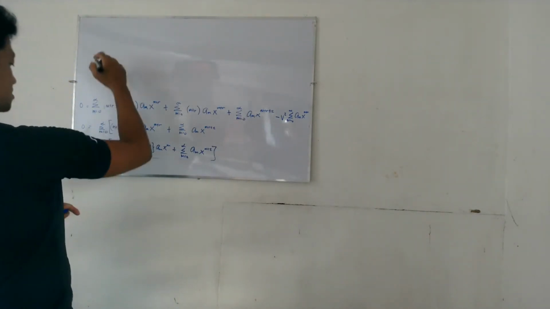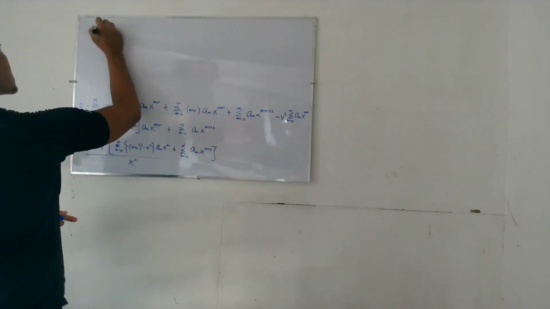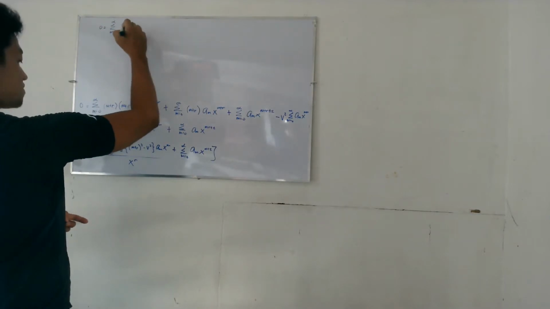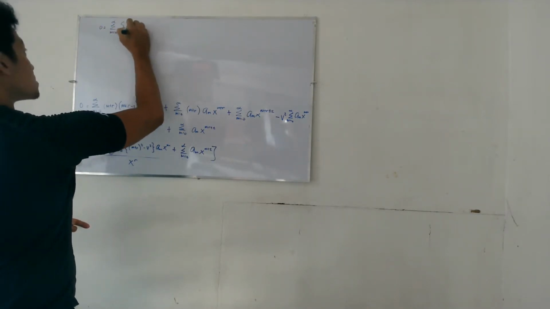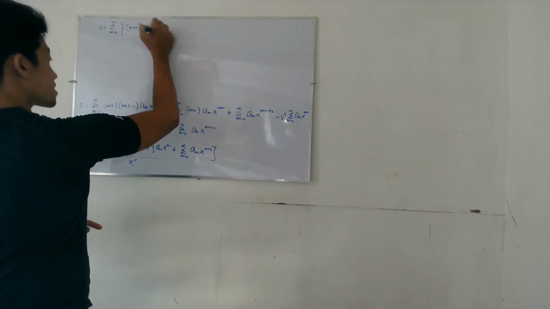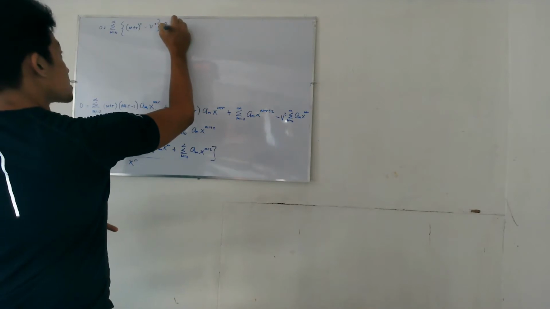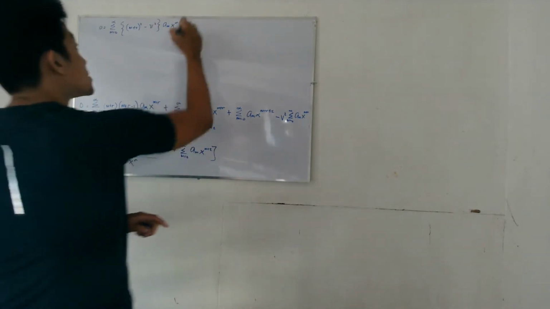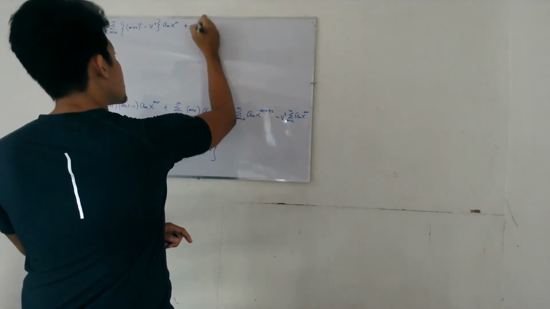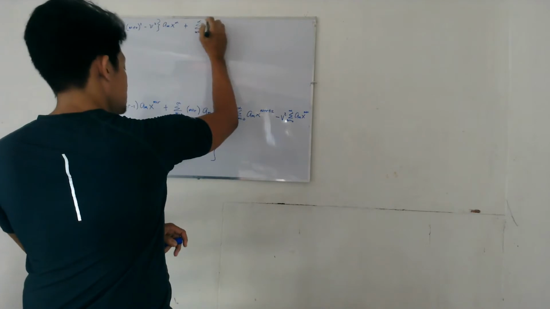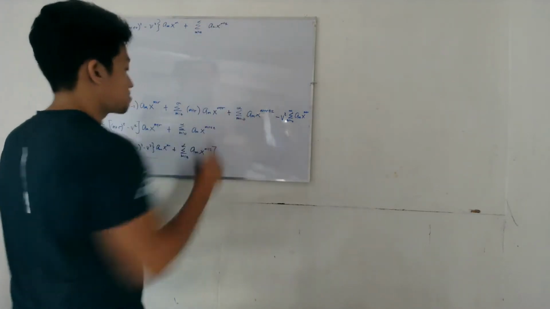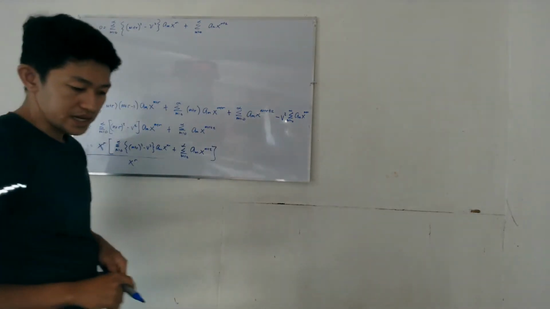This becomes 0 is equal to summation of (m plus r) squared minus mu squared, a_m x to the m, plus summation of m equals 0, a_m x^(m+2). Okay?